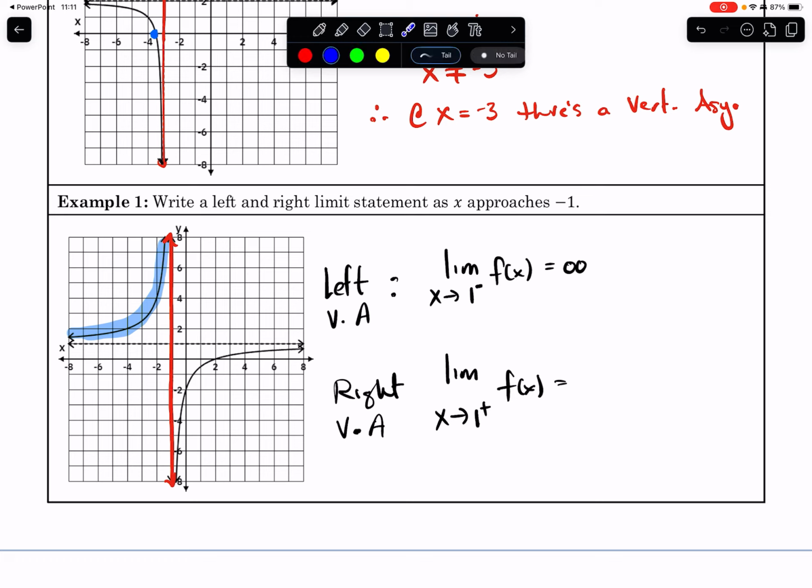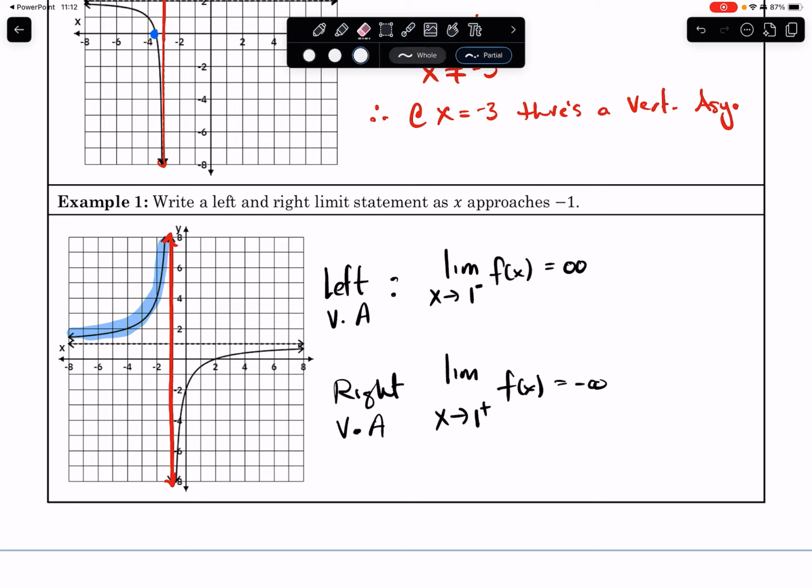And if I look on the right side of the graph, as we get close to the red line, it is pointing downwards, so negative infinity. So the technique is the same again as finding the end behaviors, but instead of looking on the far left and far right, I'm looking at how we approach the vertical asymptote from the left side and the right side. And to indicate the directions, we simply use a negative sign to indicate the left and a plus sign to indicate the right of that value.